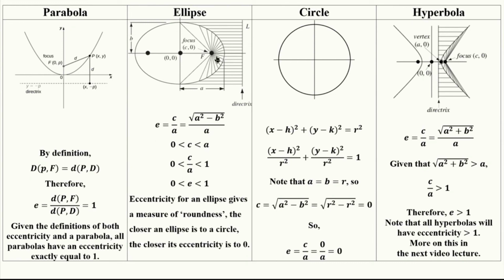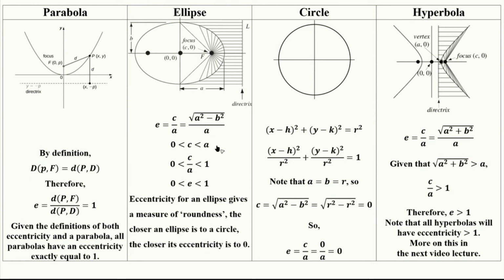Now, for the ellipse, circle, and hyperbola, we can use the C over A formula that we discussed, e equals c over a. Now, remember that for an ellipse, c is the square root of a squared minus b squared, over a. We've been working with that all day. Now, we know that c is always going to fall somewhere between 0 and a, right? 0 being here, a being here.